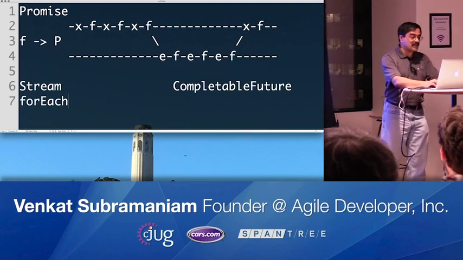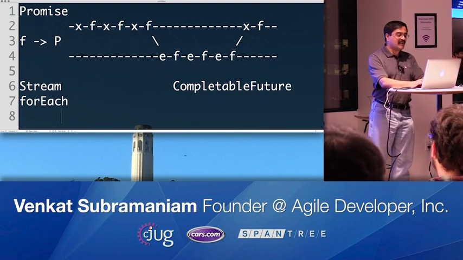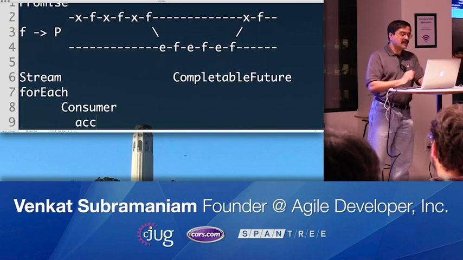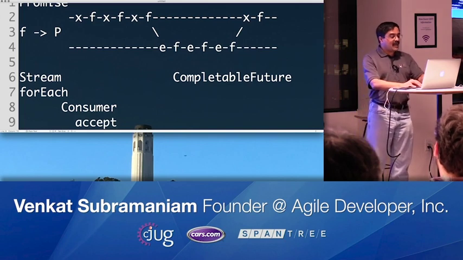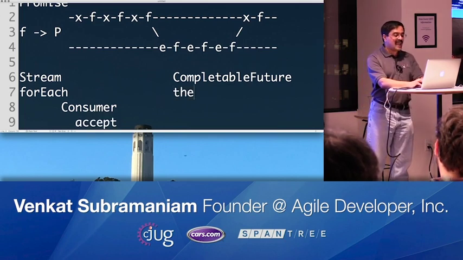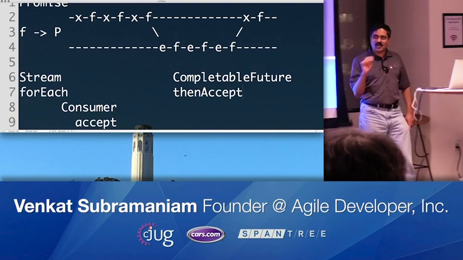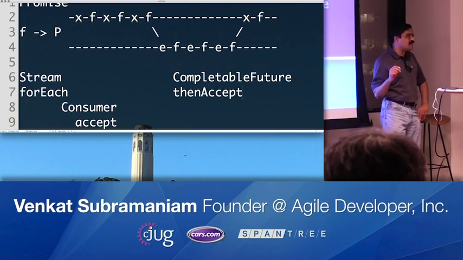The consumer, absolutely. Do you remember the method name for the consumer, the abstract method in consumer? Accept. Well, that's great. Now you know the answer. Because this is accept, the method here is called thenAccept. So now you know the relationship why these methods are named this way.